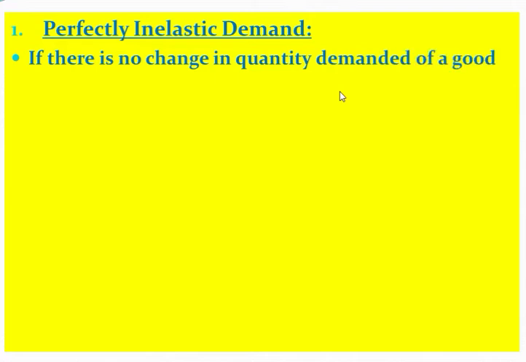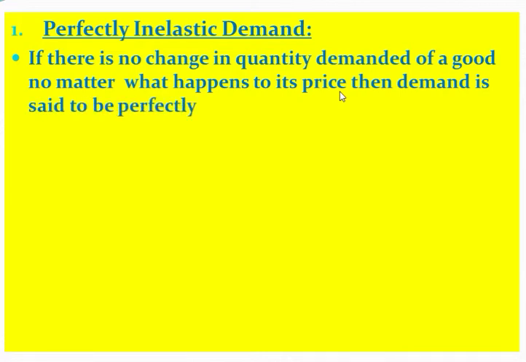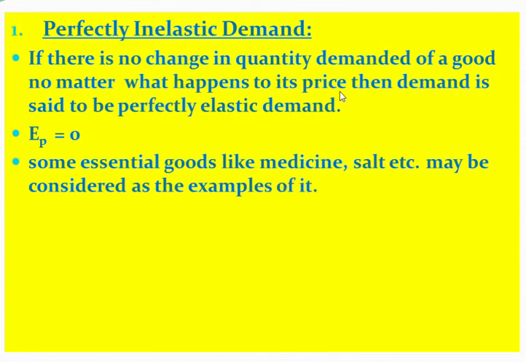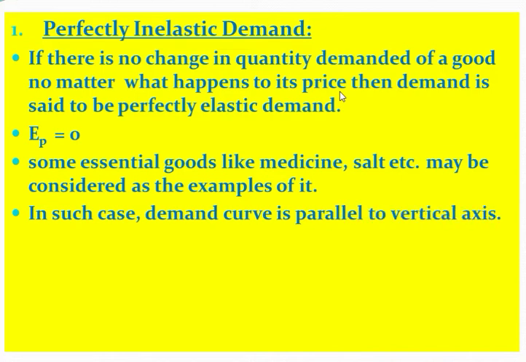Okay, now first one is perfectly inelastic demand. If there is no change in quantity demanded of a good, no matter what happens to its price, then the demand is said to be perfectly inelastic demand. That means in perfectly inelastic demand, whatever be the price, the quantity demanded remains unchanged, where EP is equal to 0. Some essential goods like medicine, salt, etc. may be considered as the example of it. In such case, the demand curve is parallel to vertical axis.